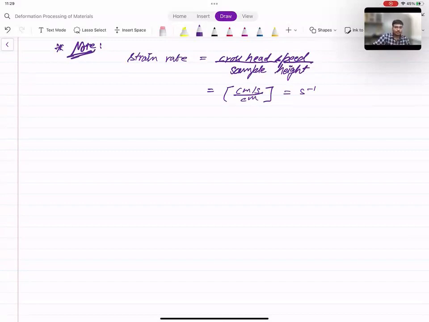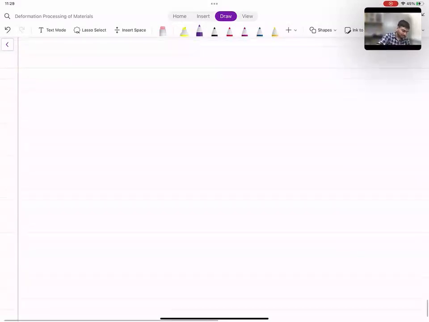Now let us see the next forming process under this category of high energy rate forming processes. The next one is electro-hydraulic forming. So now let us begin.